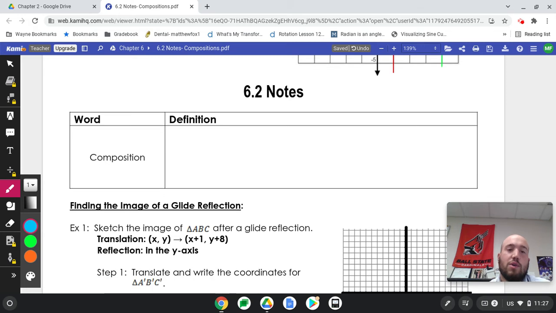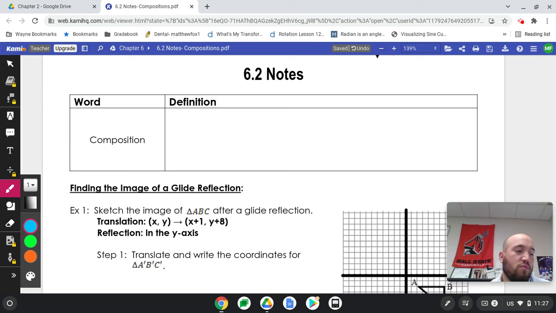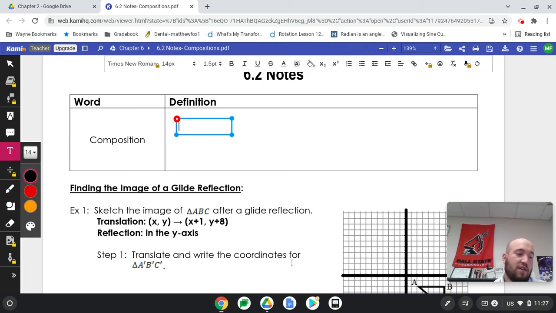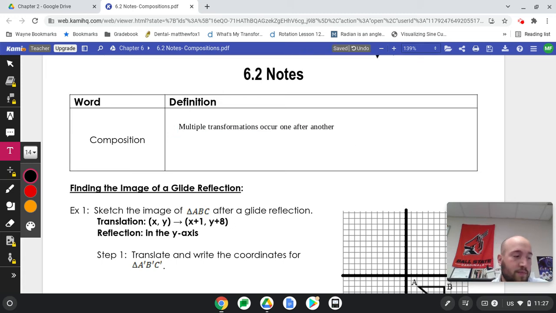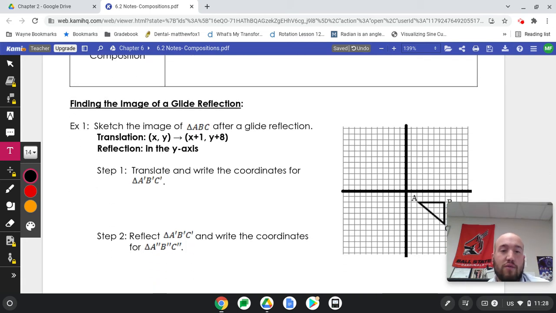Now, today we're going to talk about compositions. This is just when we do either a translation, a reflection, rotation, but we do more than one of them. Okay, so if we fill in our definition here, it's when we have multiple transformations that occur one after another. So multiple transformations occur one after another. That is called a composition. Much like in music, a composition is made up of multiple movements. Composition in geometry is multiple movements. We do one movement, then another movement, then another.